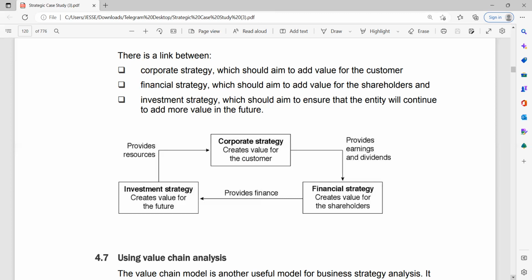Let me give you an example. If you pick investment strategy, it creates value for the future. It provides resources, and these resources help create value for the customer. When you create value for the customer, they will reward you and you get more revenue and more earnings. When you get more earnings and revenue, it also creates value for shareholders by giving them dividends. If you create value for shareholders, you can raise more finance with them because they'll be willing to invest in the company. When you raise more finance, you can then again invest it, which creates value for the future. So it's a loop that keeps on going and on and on. It's very, very important to understand.